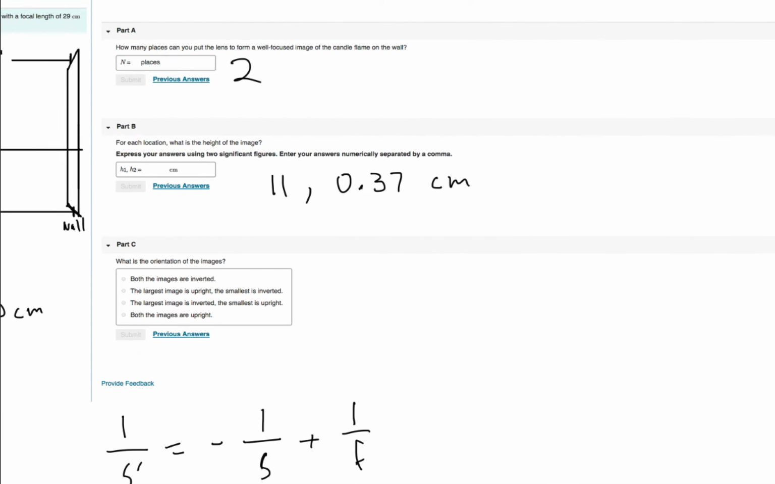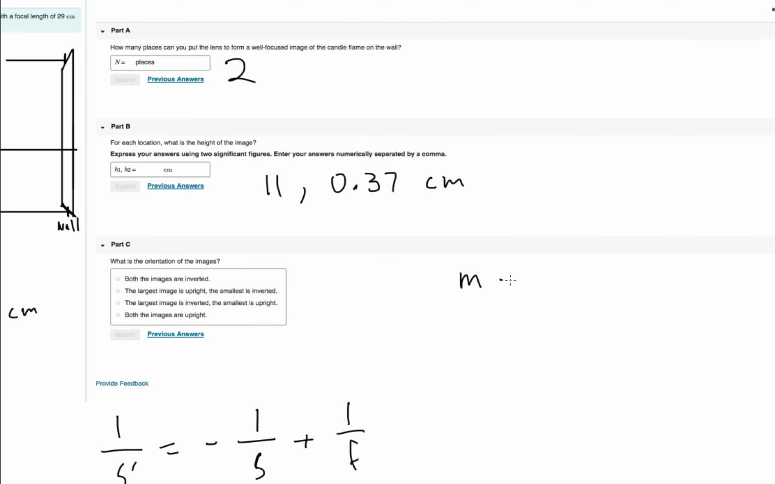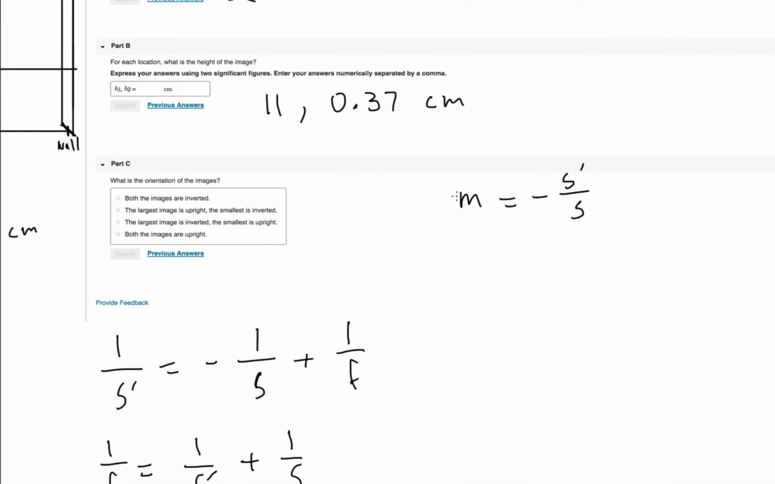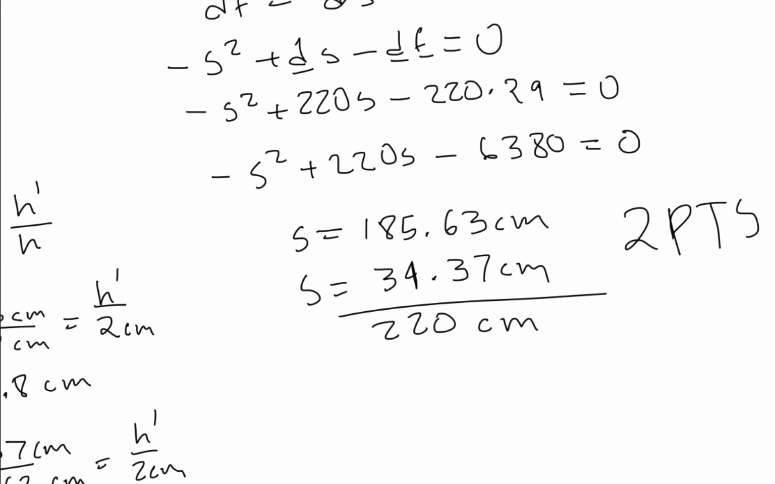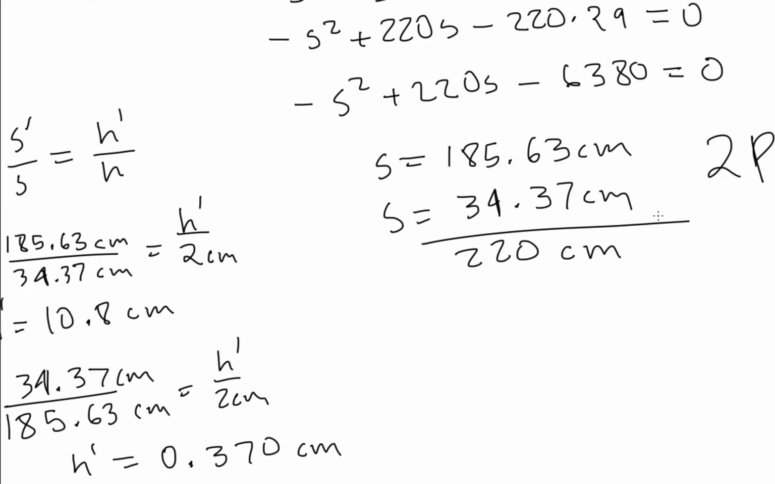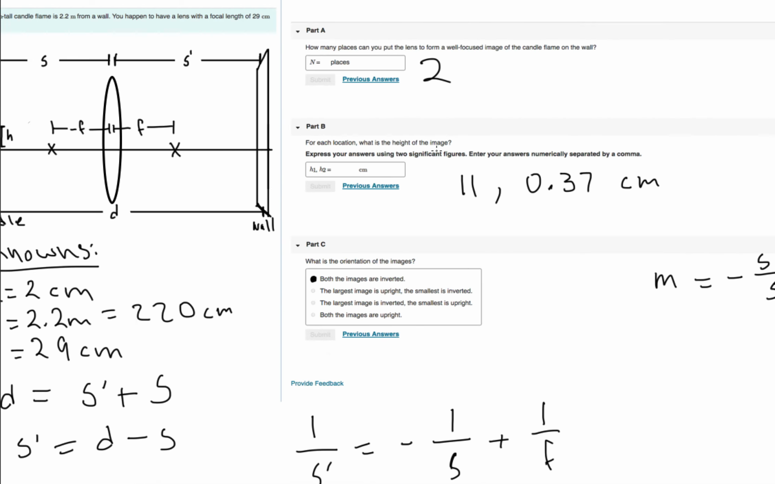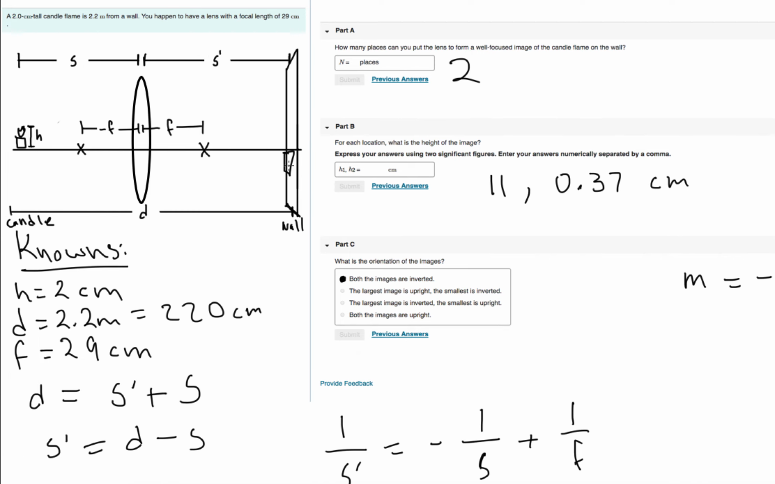Now, the orientation of both images. We can tell the orientation by the magnification equation, which is negative s prime over s. If the magnification is negative, then the image is inverted. Since both our image distance and our object distance are positive, that means magnification has to be negative, so both images are inverted. Another way to assess this is that we've already seen this should add up to become 220 centimeters, and the image should be inverted, upside down, because its magnification is negative.